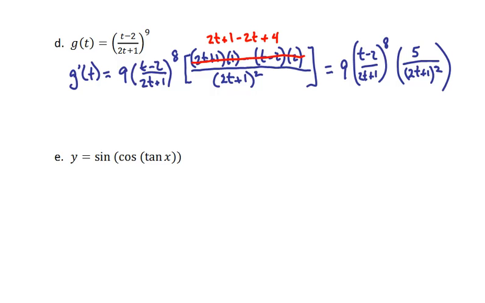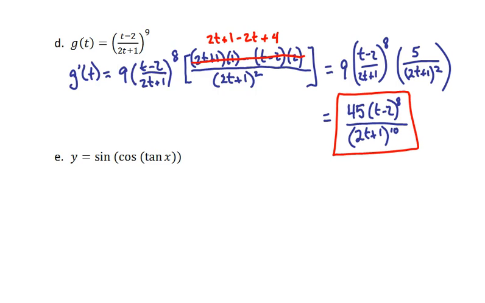If you notice that I do have 2t plus 1 in both denominators, one is to the 8th power, one is to the 2nd power, and then I have the 5 and the 9 that can be multiplied by each other. So a simple final simplification here would be 5 times 9 is 45, then t minus 2 to the 8th power, and then my denominator would be 2t plus 1 to the 10th power, and that should do it.